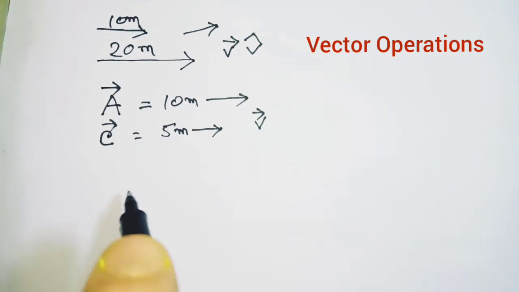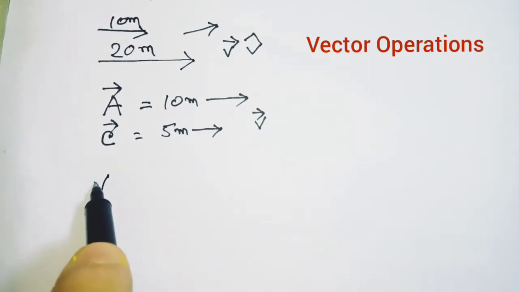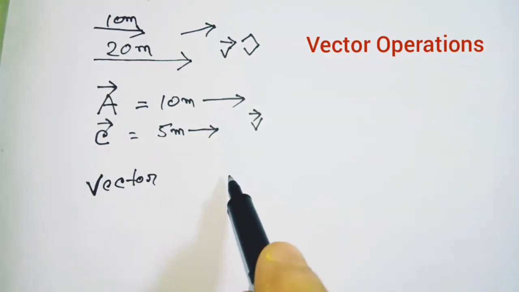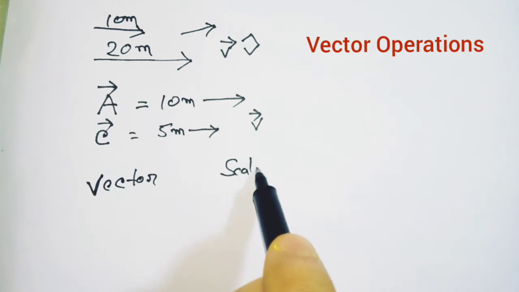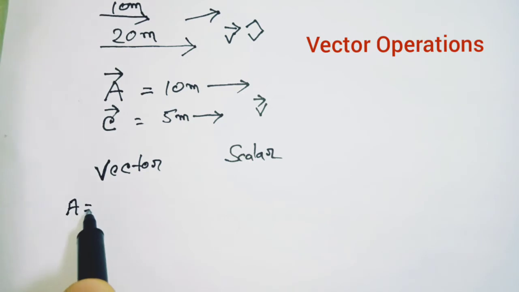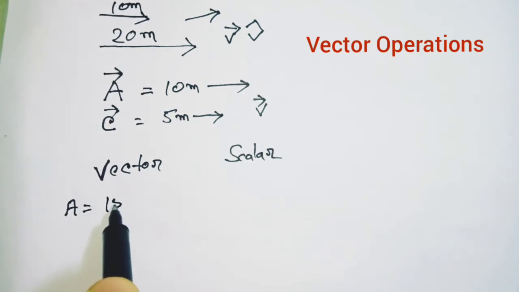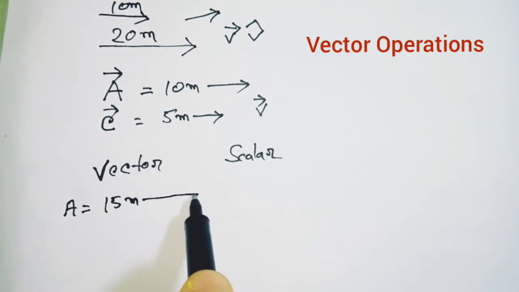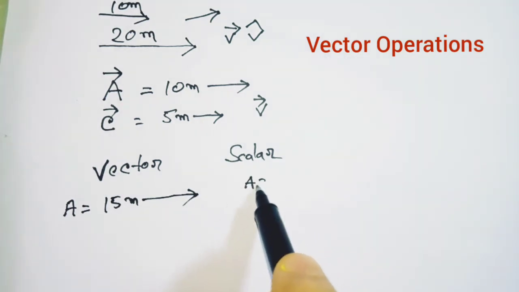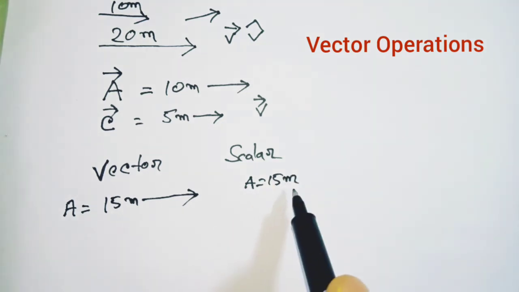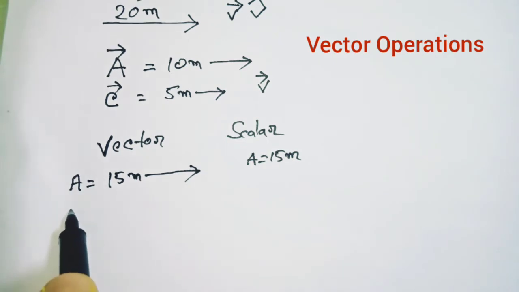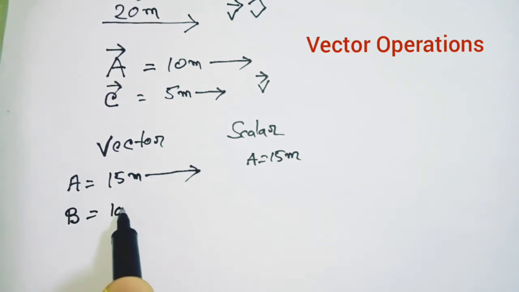Now, say I am not denoting it by an arrow or by a hat, so we can see what is called a scalar part. If in vector form I write A equals 15 meters towards this direction, that means I have an arrow pointing towards this. And in the scalar form, we can just mention A equals 15 m. That means I mention the magnitude as 15 m. I'm not mentioning the direction. Similarly, we can write that B equals 10 miles.